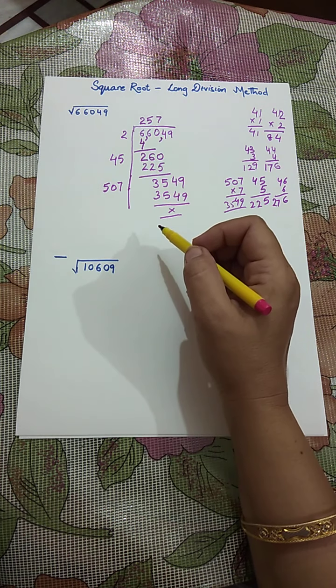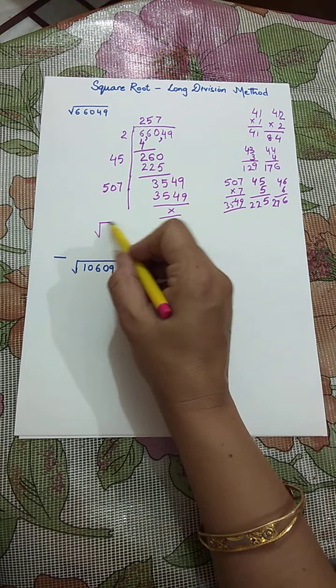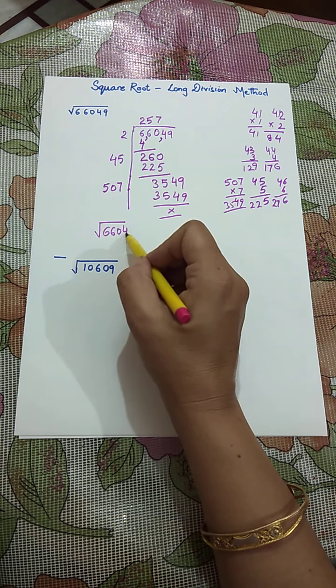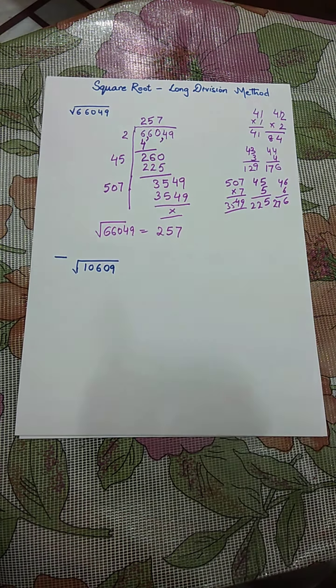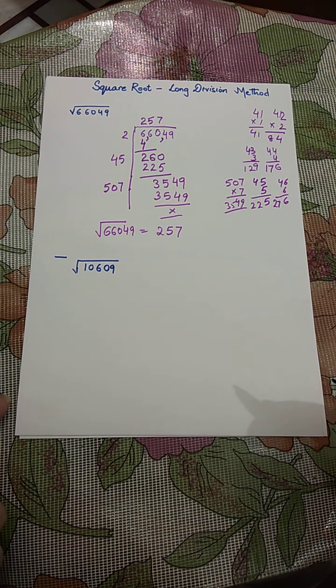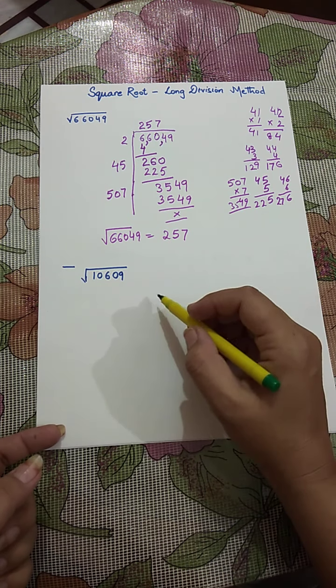After that you will gradually get practice. So now the square root of 66049 is 257. This you have to do while solving the sum. Now one more example I am going to give you over here is 1069.